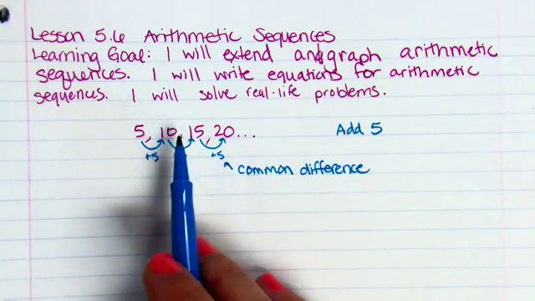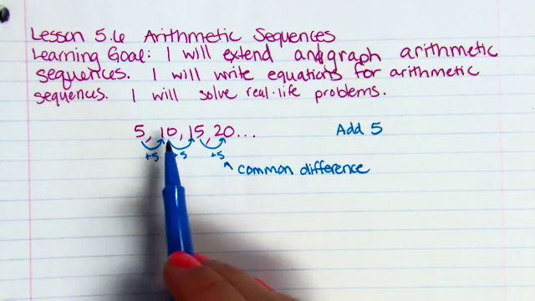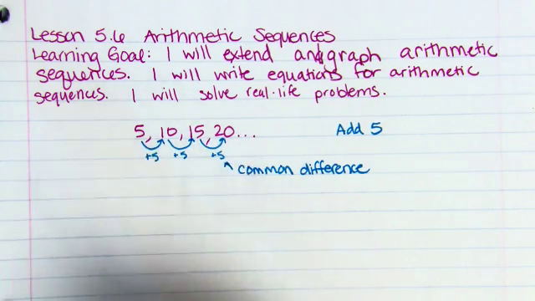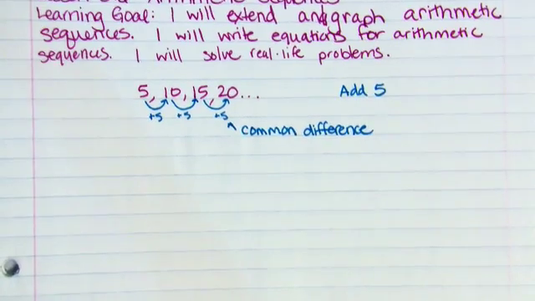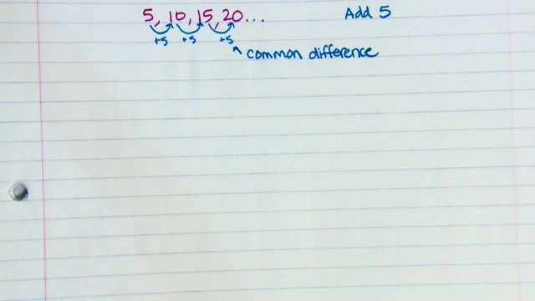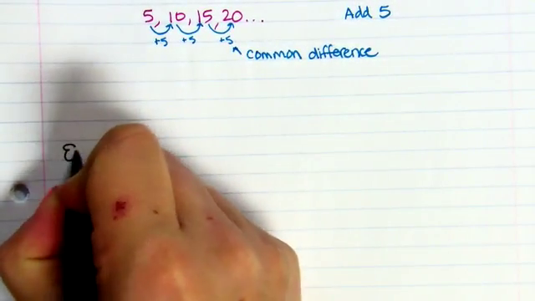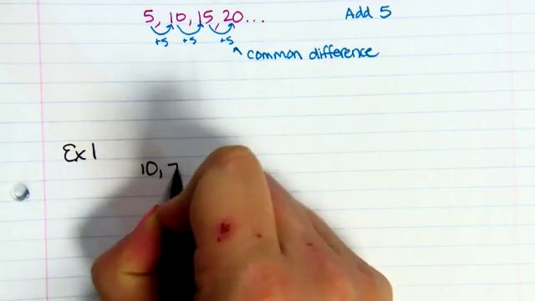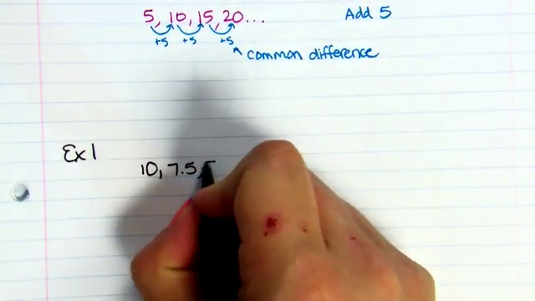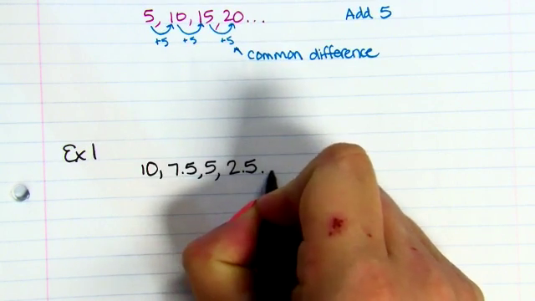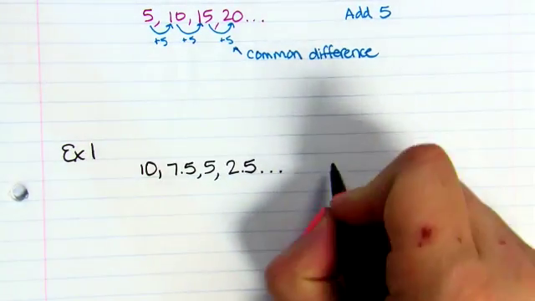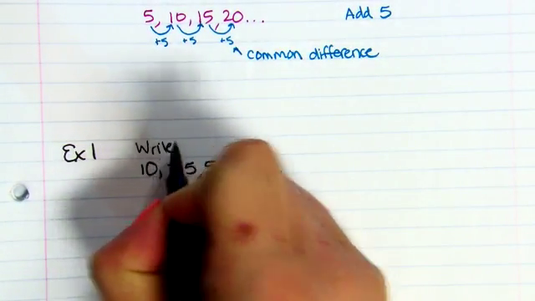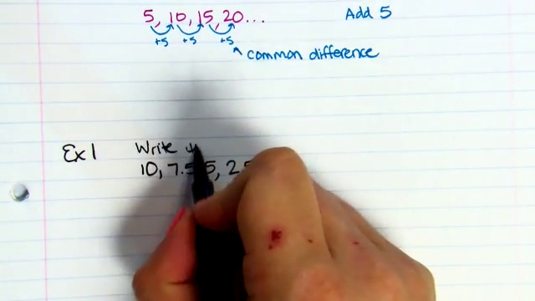So each of these is called a term, and our common difference is what we're adding or subtracting to get to the next term. One of the first things we have to figure out is how to write the next couple of terms, which is basically as easy as it sounds. If I gave you this sequence, 10, 7.5, 5, 2.5, here's the beginning of my sequence, and I want you to write the next 3 terms. That means the next 3 numbers in this list.